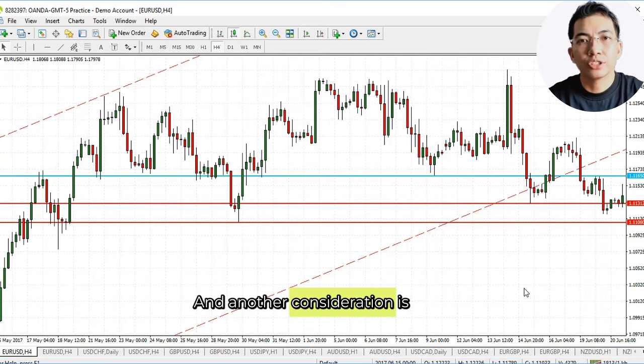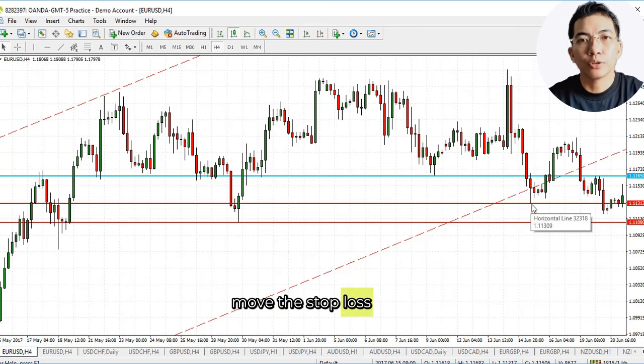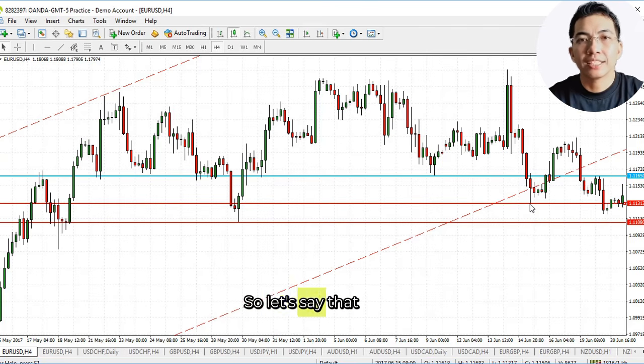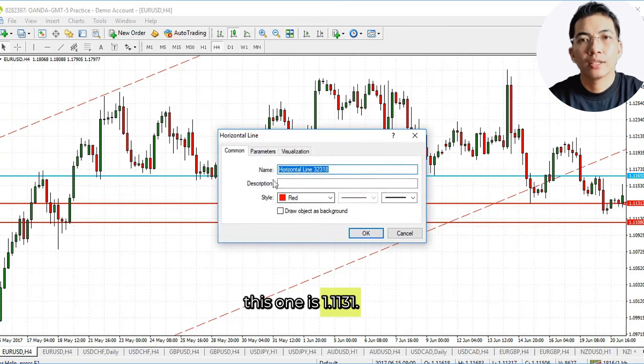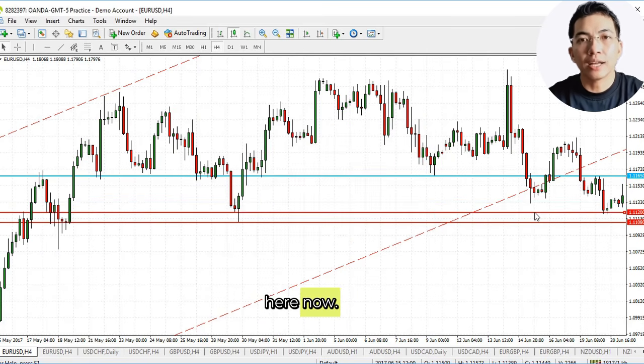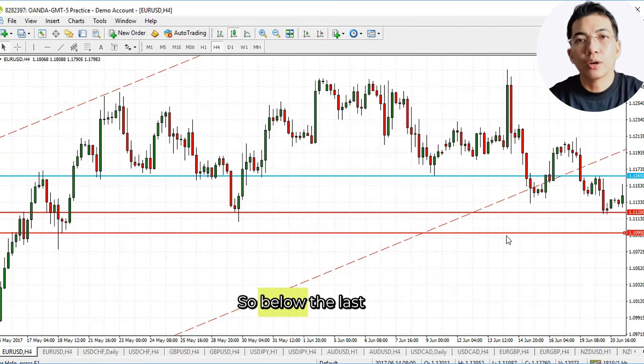Another consideration is that whatever stop loss I'm going to choose, it will not be at the same point as the previous low. Of course I will move the stop loss below the previous low, because I want to set my stop loss in an area that the price doesn't reach very often. So let's say that this one is 1.1131, I will change it to 1.1120, and that's it. We have the line here now. This one is 1.1108, and I will change it to 1.1095, for example, so below the last low.